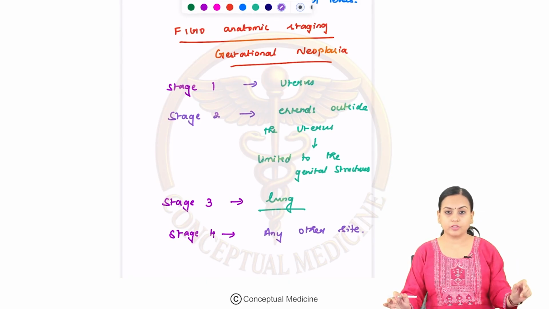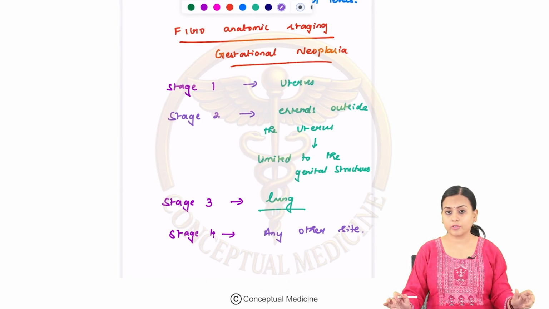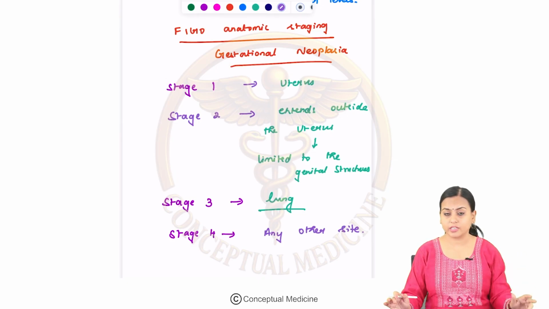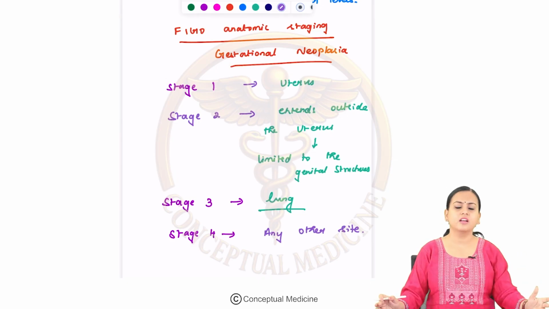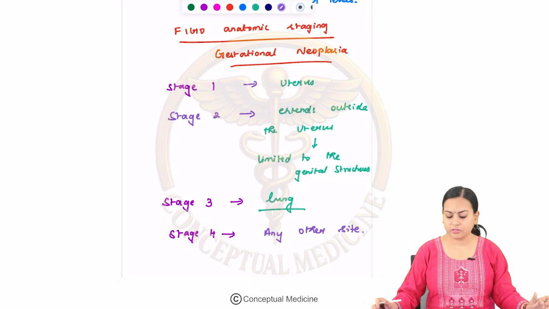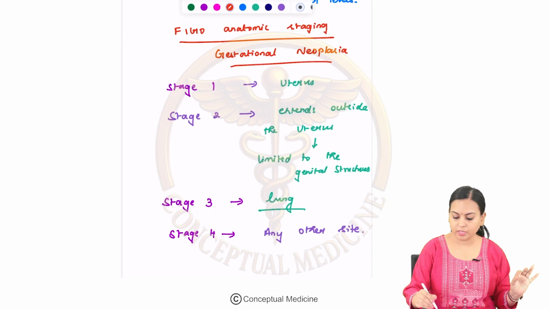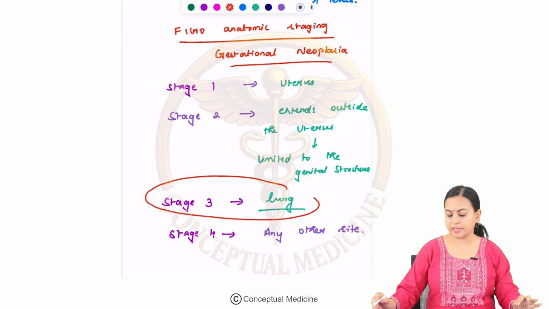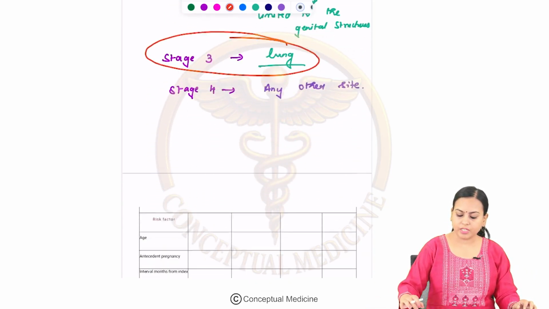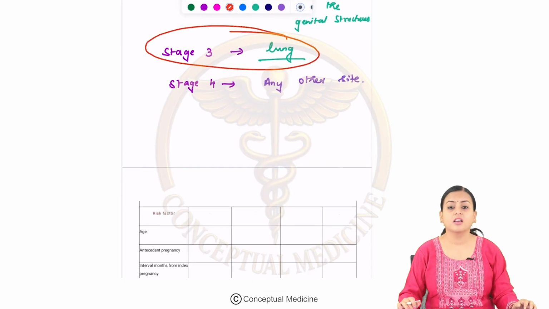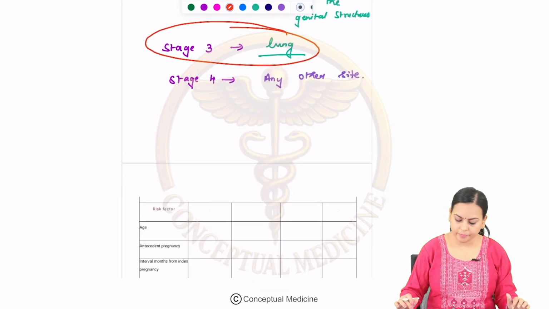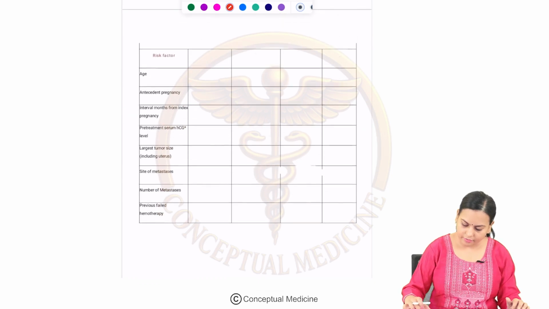Stage 1, it is confined to the uterus. Stage 2, it extends beyond the uterus and goes to the other genital structures, say cervix, vagina, or the tubes, ovaries, like that. Stage 3, metastasis to the lung. This staging is very important because it is asked in exams. And stage 4 is metastasis to any other site than lung. Clear?